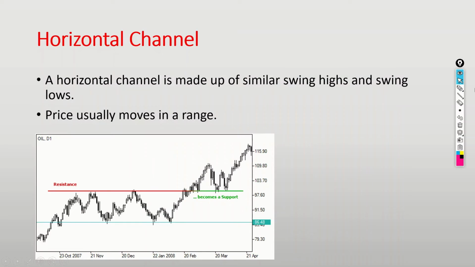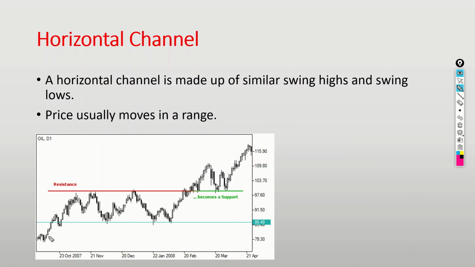Okay, so in a horizontal channel, what happens? A horizontal channel is made up of similar swing highs and similar swing lows. Price usually moves within a range. When we say a ranging market, price moves in this format. Price hits a resistance, goes down, hits a support level, resistance, support, resistance, support, like that. And this is what is happening in the chart below.